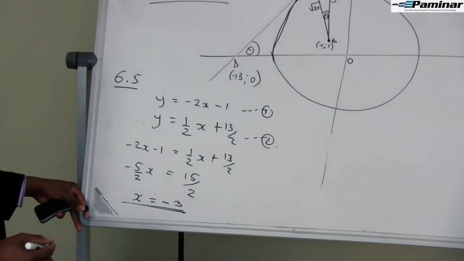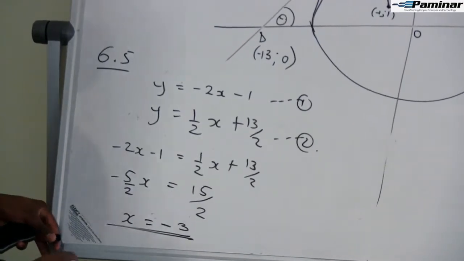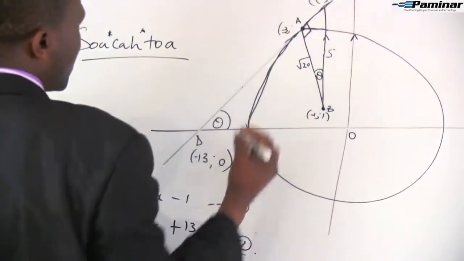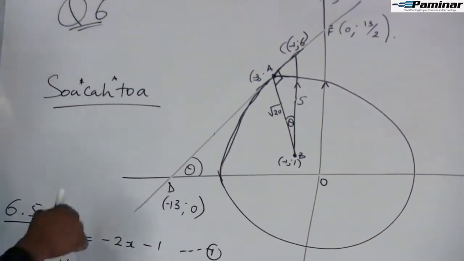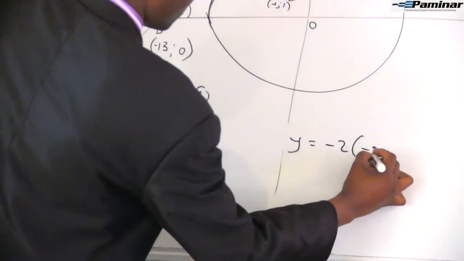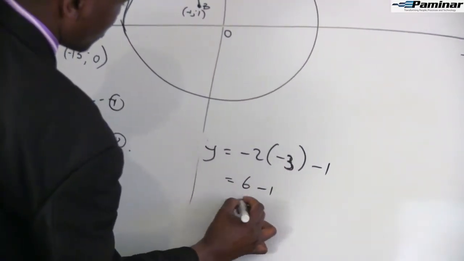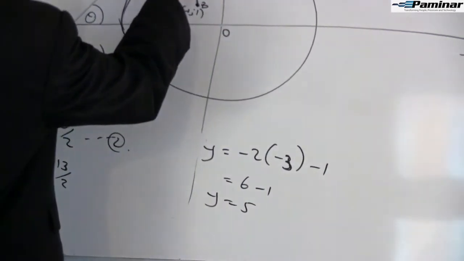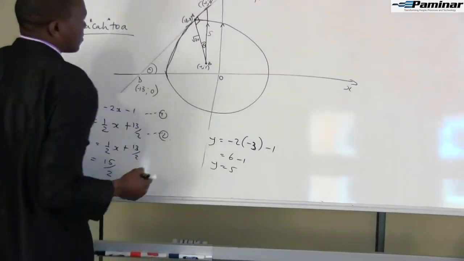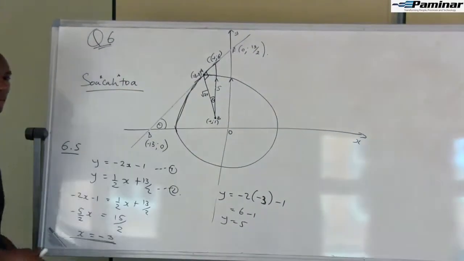Minus 3, right? Yes. So this is x here, minus 3. Now, how about y? Now we go and input there again. So y is equal to minus 3 times minus 3, minus 1. It's 9 minus 1. Alright, 8, isn't it? So this is point A.